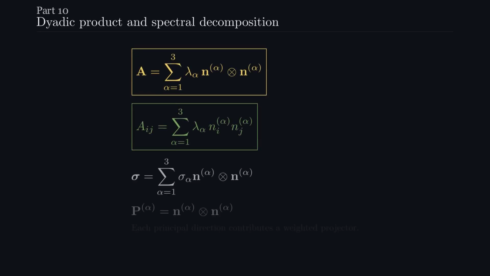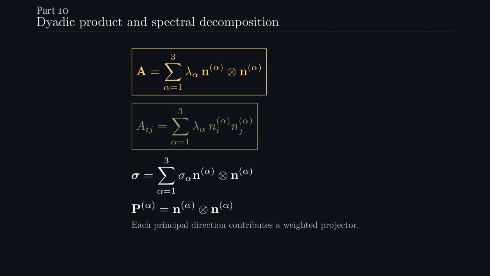Spectral decomposition is built from dyadic products. Each principal direction creates a projector. A symmetric tensor is reconstructed by adding the principal values multiplied by their corresponding projectors. For stress, the weights are the principal stresses.